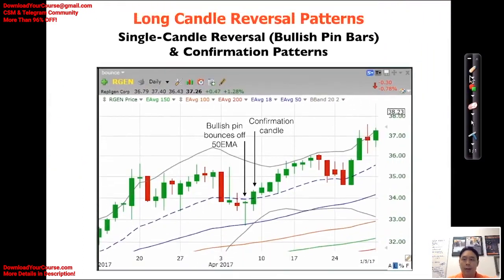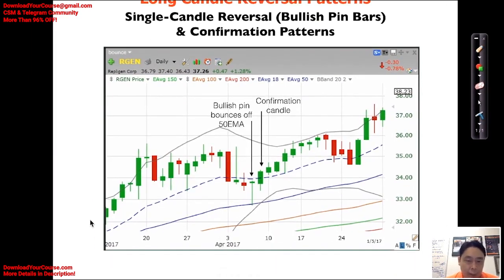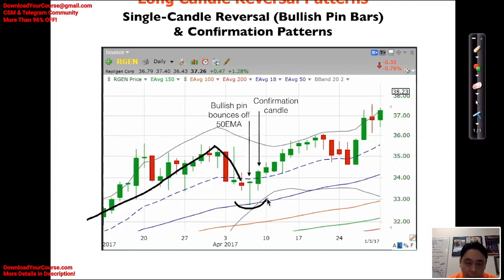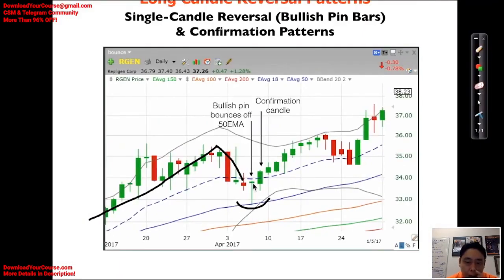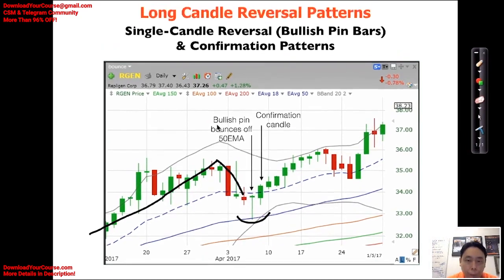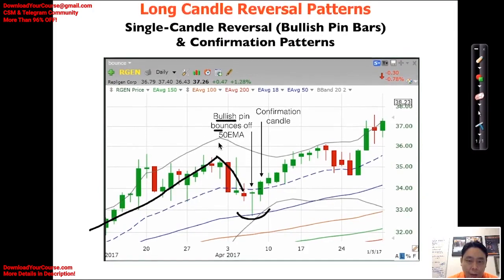All right, so let's take a look at some examples. This is our Jan, and you can see the price is on an uptrend. This is a strong impulse going up, and the price retraces to, once again, the 50 moving average. And as it retraces, what happened? We have a bullish pin bar that bounces off the 50 moving average.